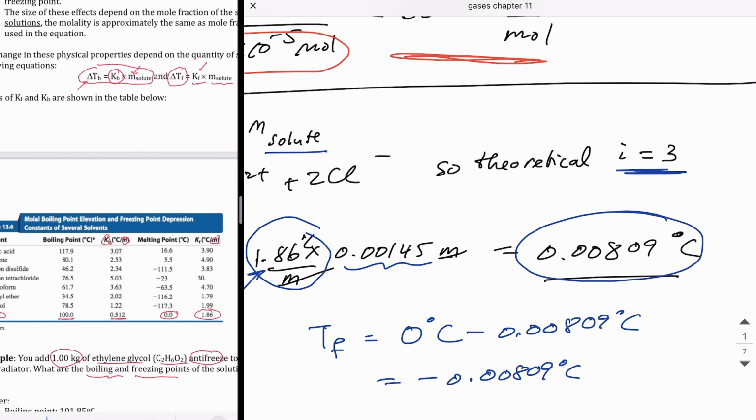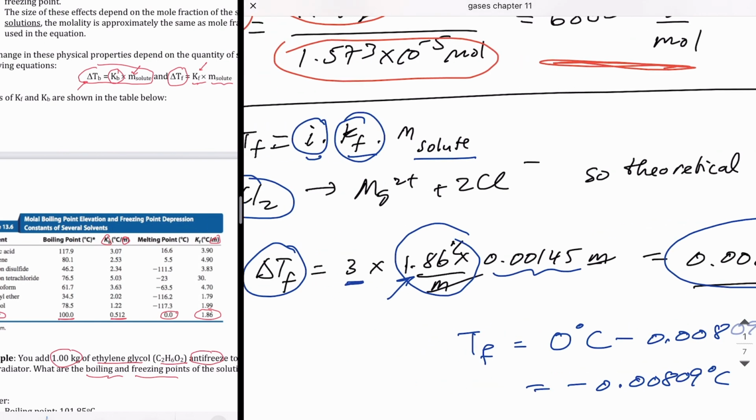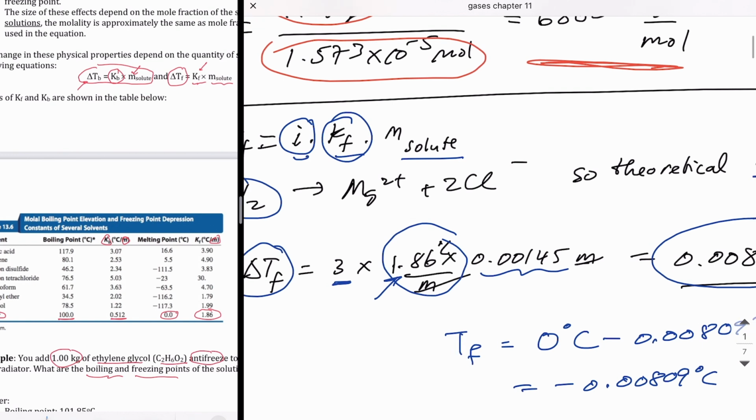But the key here is to note that that number is 3 times larger than what you would have expected for a non-electrolyte, because if it's a non-electrolyte, this 3 would not be included here. It would just be this times the molality, okay?